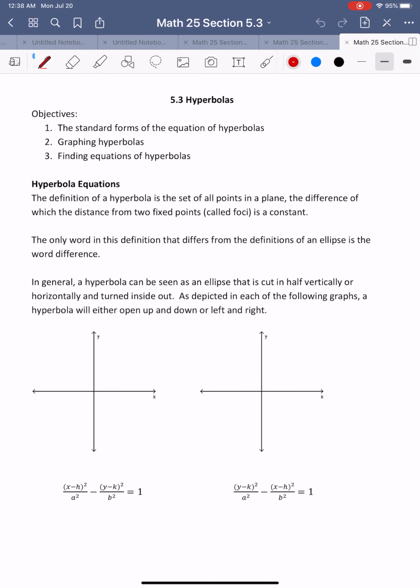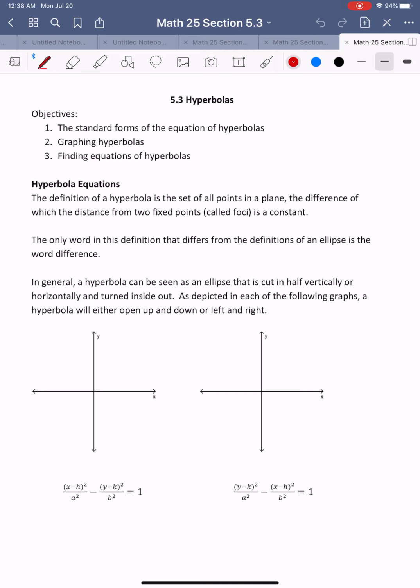Hello, this is section 5.3, hyperbolas. So the objective is number one, the standard form of the equation of the hyperbola, graphing hyperbolas, and finding the equation of the hyperbolas. The definition of the hyperbola is a set of all points in a plane.